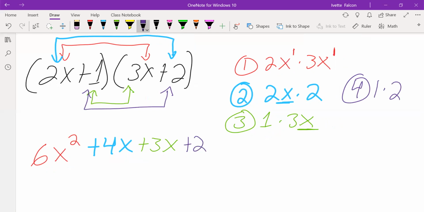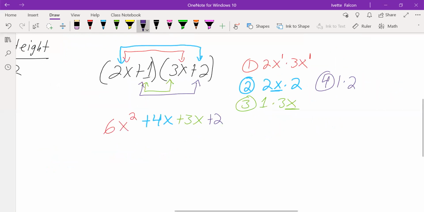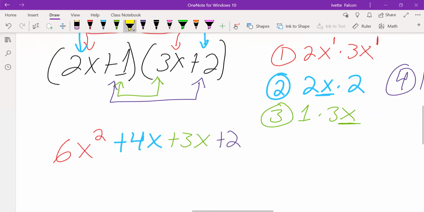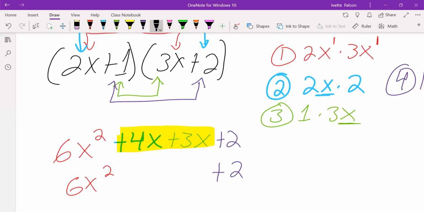Again, you're using FOIL to multiply. Once you have multiplied 4 times, then you can combine your like terms. So on here, my 6x to the power of 2 stays the same, and the plus 2 stays the same as well. So you just have to combine the ones in the middle because they have the same variable. You're combining like terms. So 4 plus 3 is going to give us 7. So plus 7, and they both have the letter x, so the letter x.